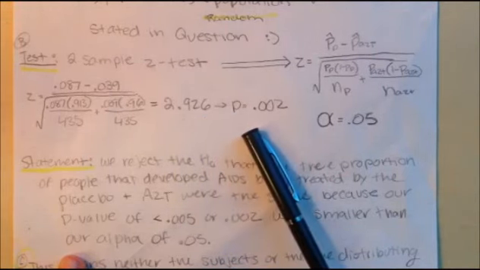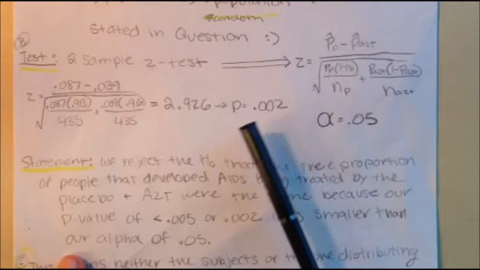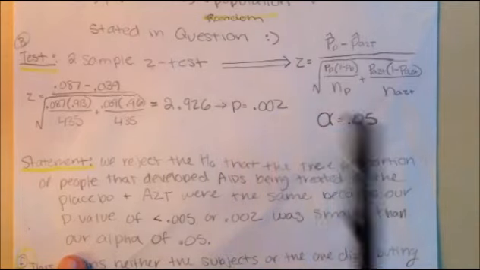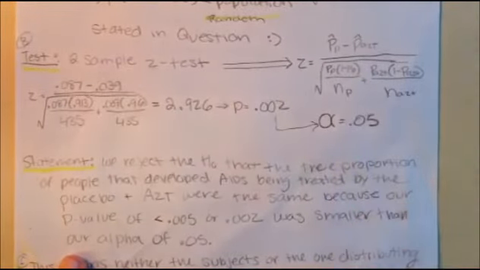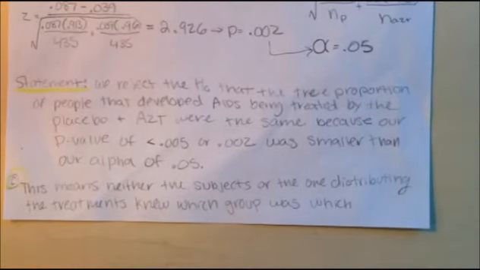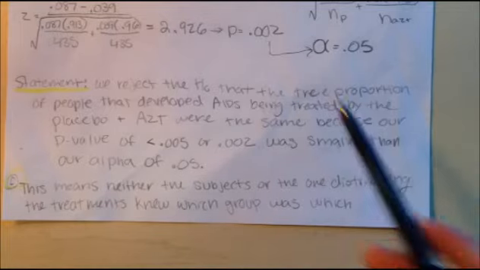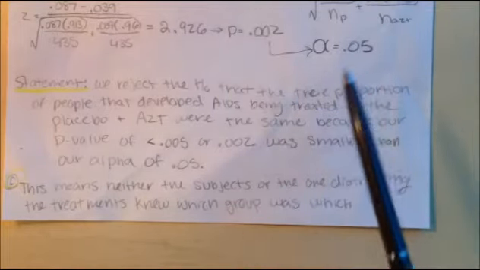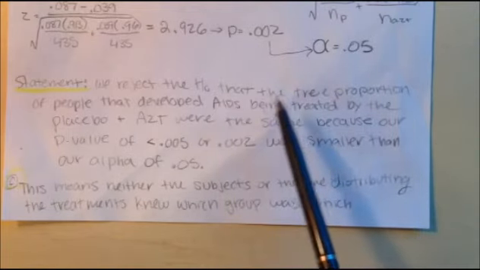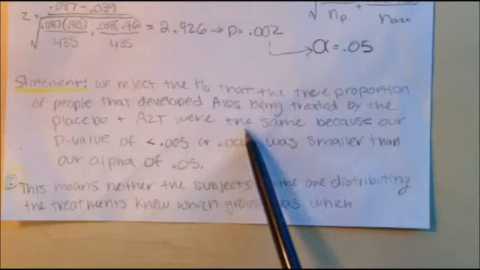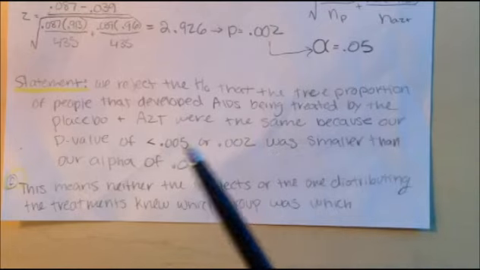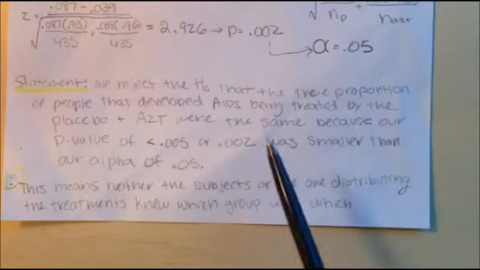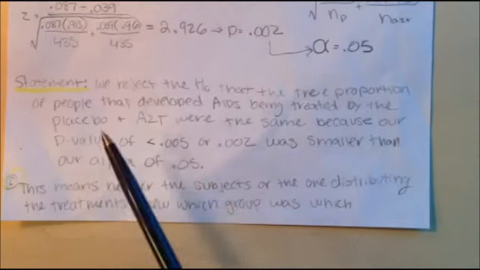If you use the z-score table at the beginning of your textbook, you should get a p-value of 0.002, which is significantly less than our chosen alpha value of 0.05. From there we can make a statement about its significance. We would say that it's statistically significant because our p-value is less than our alpha value, and so we can reject the null hypothesis that the true proportion of people that develop AIDS being treated by the placebo and those being treated by the AZT were the same, because our p-value of 0.002 was smaller than our decided alpha value of 0.05.